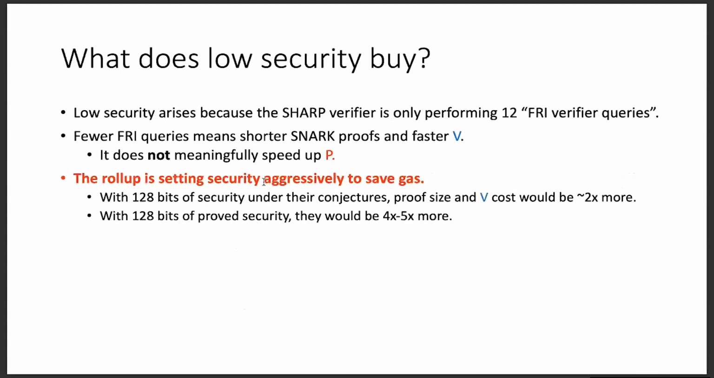Okay, so let's discuss why they would run at 80 bits of security. In a sentence, it's to save gas. They could increase the security without meaningfully affecting the prover time. It would only slow down the verifier that's running on chain. So they're doing this to save gas.